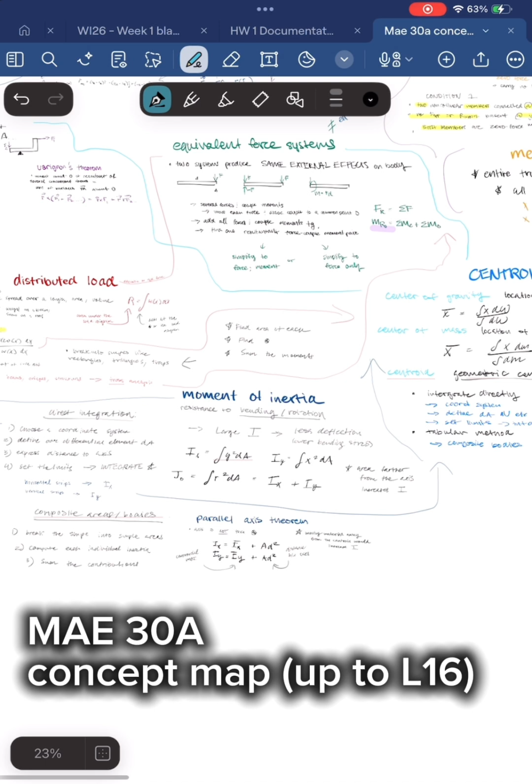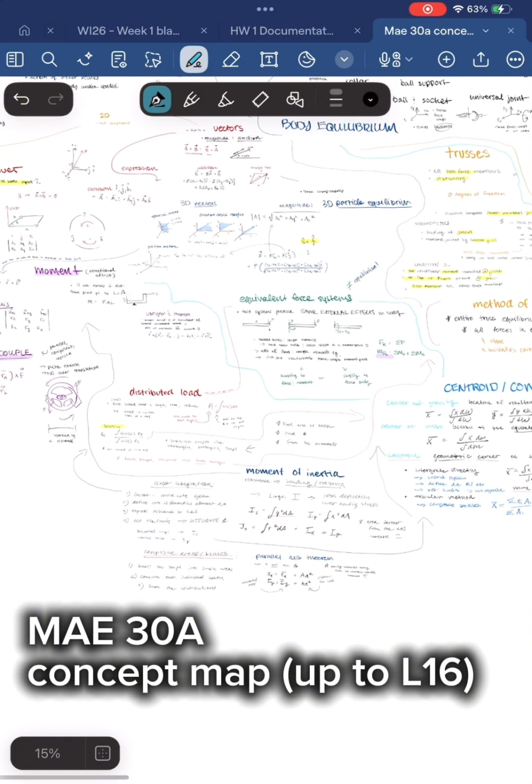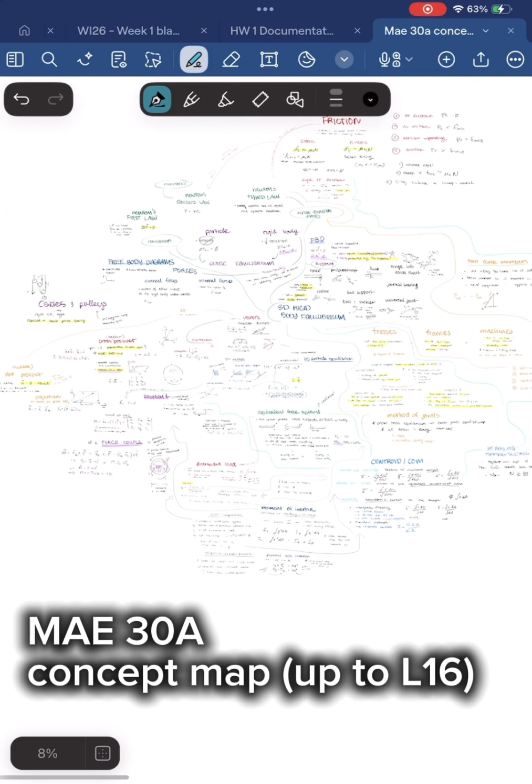Okay, I think that's looking pretty good for lecture 15 and 16. Look at our concept map, that's looking pretty good.